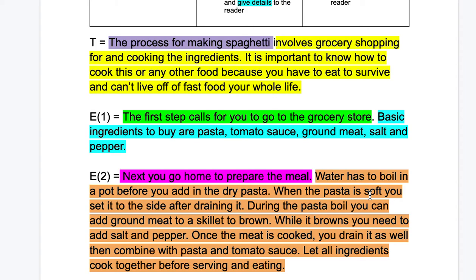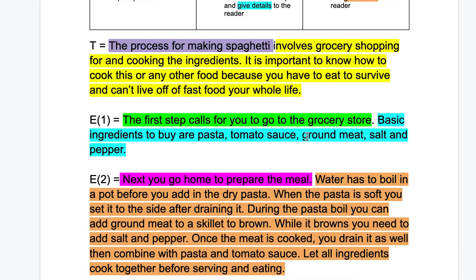Now, one thing I want to point out with evidence one and evidence two: the amount of details I gave were different. With evidence one, I had very little detail compared to evidence two, and that is okay as long as I fully explain whatever evidence I gave.